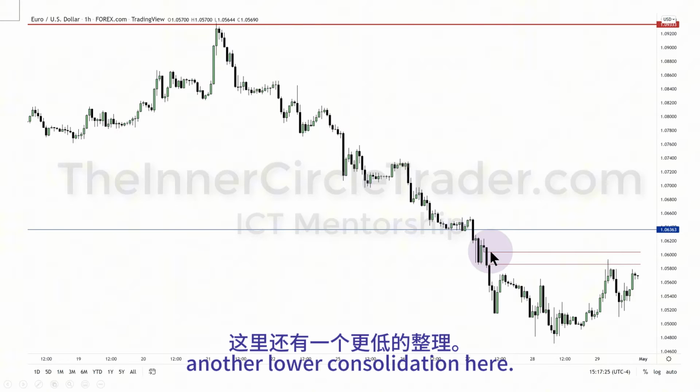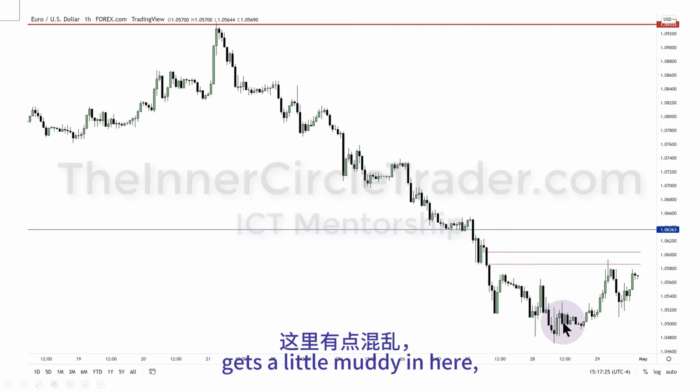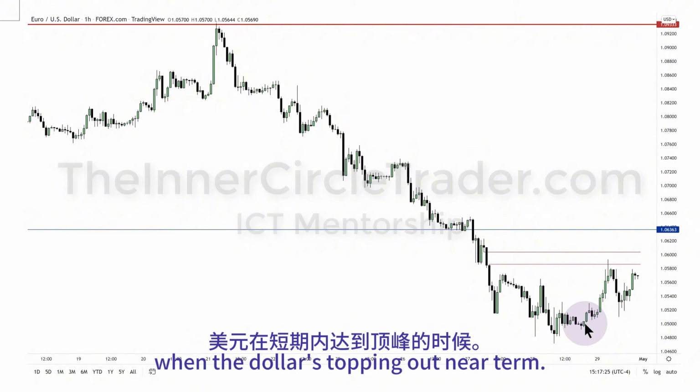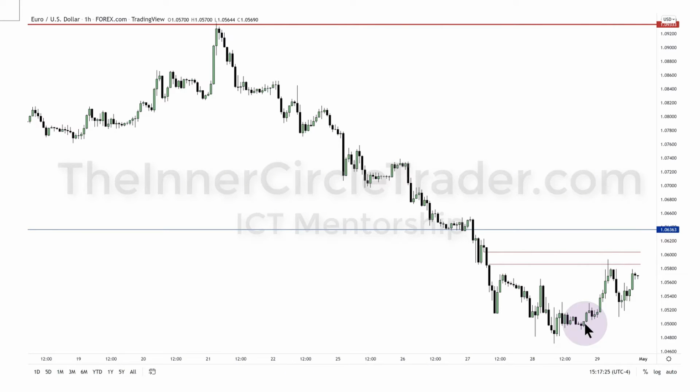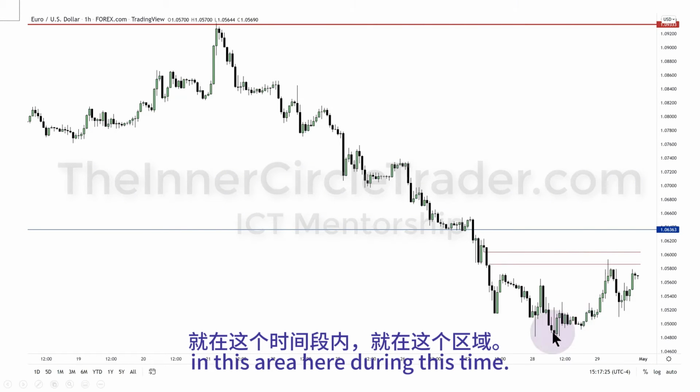Another lower consolidation here. Heaviness reaches up into a SIBI, rolls through, attacks the sell side, gets a little muddy in here. And that's all during the time when the dollar's topping out near term. Now, I'm not calling it top in the dollar, but for the week it is. The weekly range, it's topped out in this area here during this time.